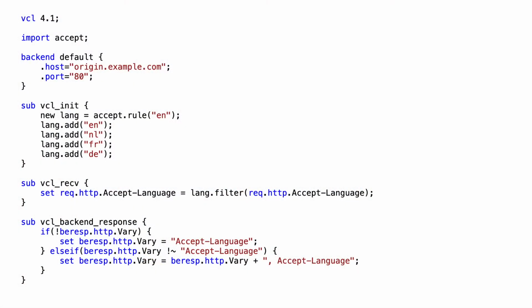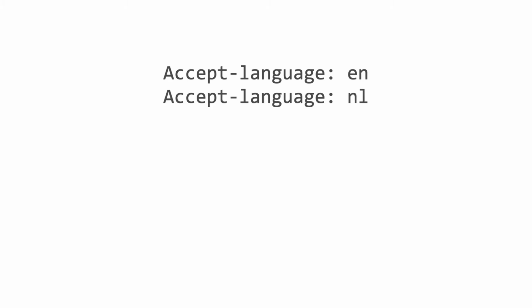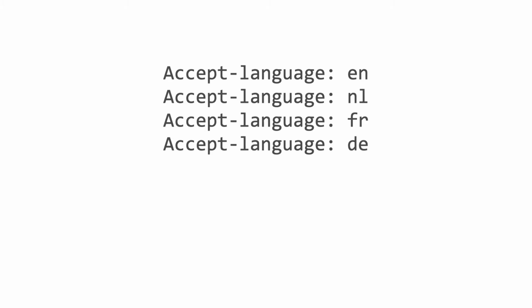So what happens next is in VCL receive, which happens when we receive the request, we start filtering the accept language header. We put it through lang.filter, we give req.http.accept-language as the input, and the output is a sanitized version, which will either contain EN, NL, FR, or DE. And those values, the values that I initialized in VCL init, should represent the languages that are supported by our application. Any language that is not supported will fall back on English.